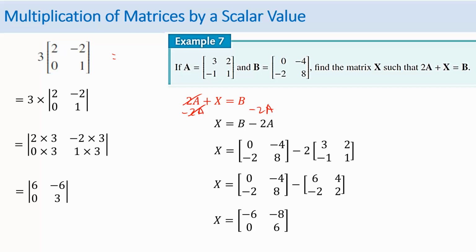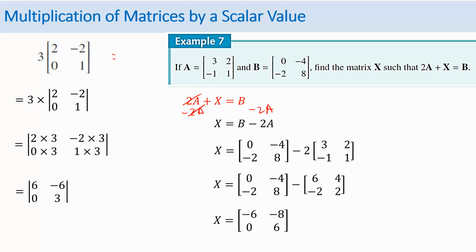Okay, so I'm just following here. I said subtract 2A on both sides, that cancels out. X is equal to matrix B minus 2 times A. 2 times matrix A gives me this, and then subtract the 2 matrices. Okay? How do we feel? Does that feel easy? Pretty straightforward. So you're just doing add, subtract, multiply by a scalar value.